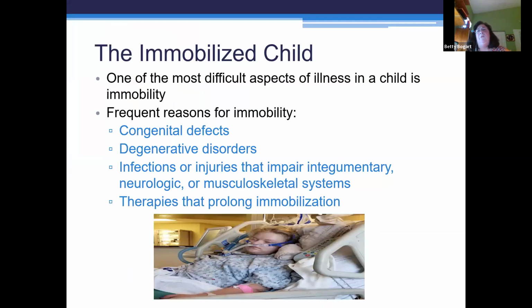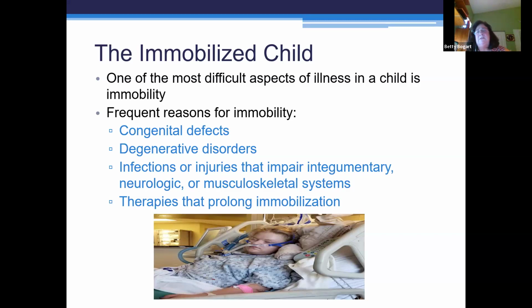Well, being immobilized, adult or children, there are many different reasons why. Sometimes in children, there are congenital defects. One of them is osteogenesis imperfecta. It's a brittle bone disease. You really don't want to be picking them up and moving them because their bones are so fragile that just by picking them up by the chest wall, you could crack a rib, and that's how sensitive it could be. And that's part of congenital or degenerative.